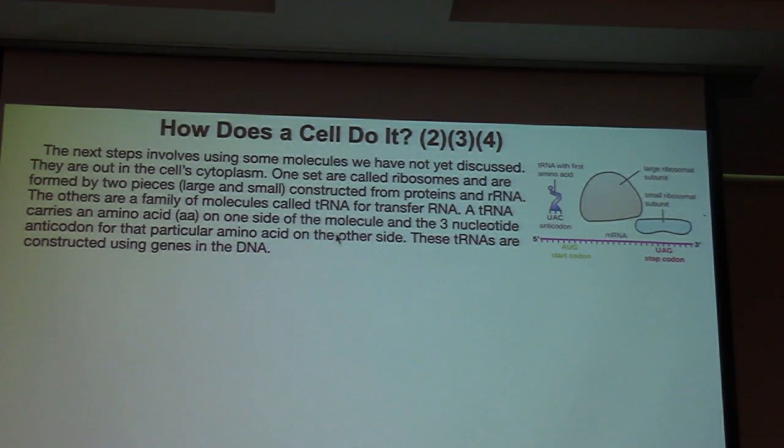The next cell steps involve using some molecules we haven't yet discussed. They're out in the cell's cytoplasm. One set is called ribosomes, and they're formed by two pieces, a large and small. Brilliant. There's something you can understand. That's the small one. That's the large one.